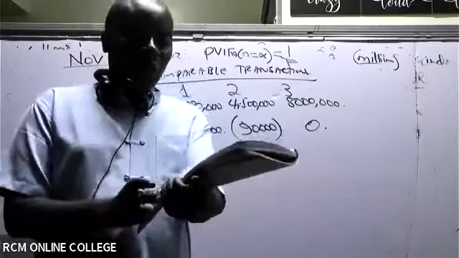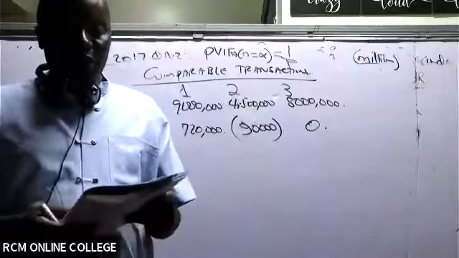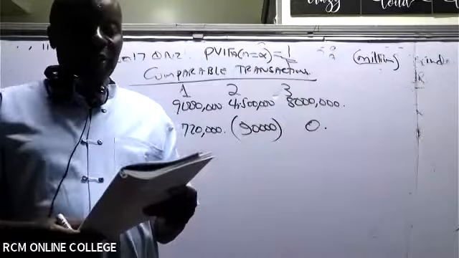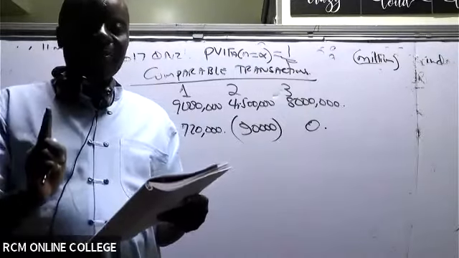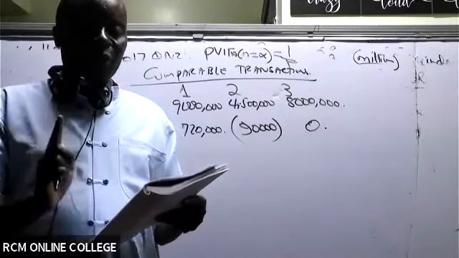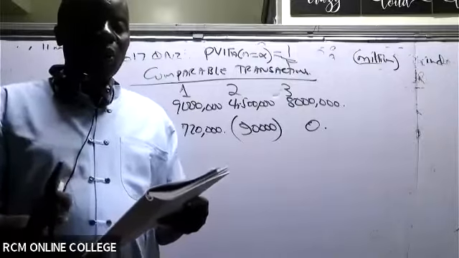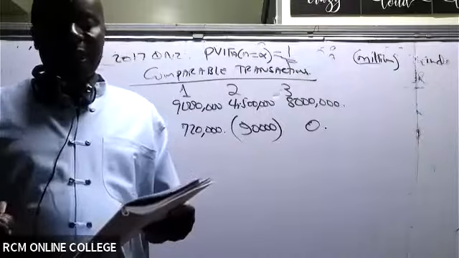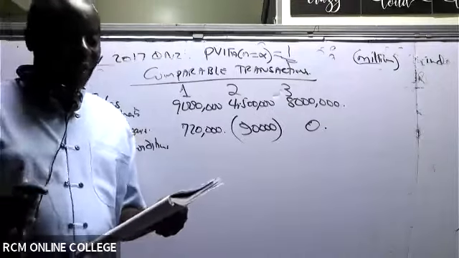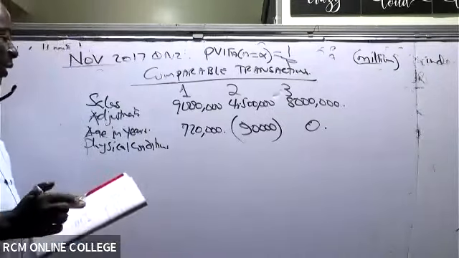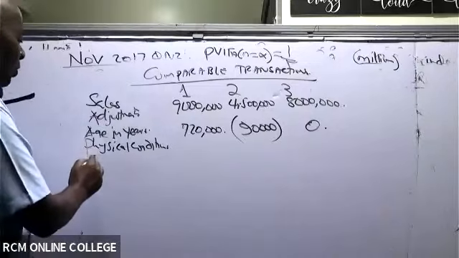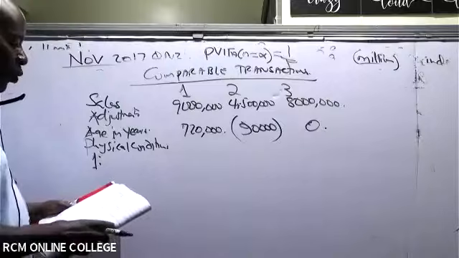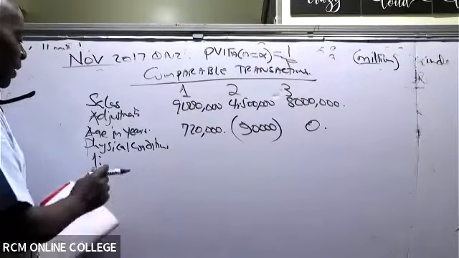So let's look for the note talking about physical condition. Physical condition is additional information 2. Condition adjustment: good should be 5%, average is 0, and poor is 5% negative. So let's start with property 1. What are they telling us? That property 1 is 5%.